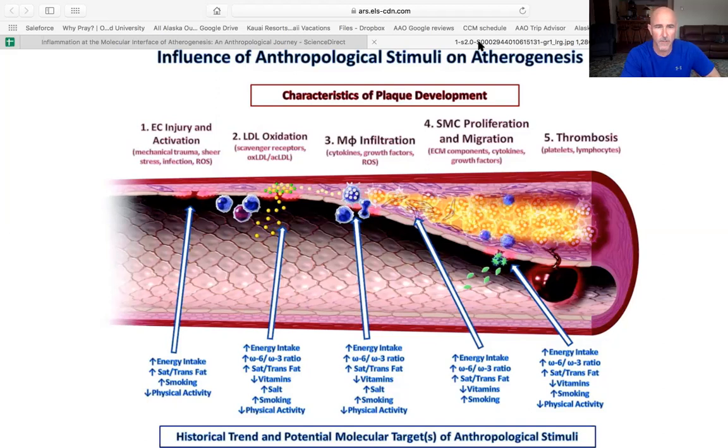So mechanical trauma, shear stress, infection, reactive oxygen species. And we start to see this little wall of the artery, this single layer we call the endothelium, becomes inflamed and gets fenestrated. The castle wall I talked about, if you listen to the previous lecture, now has a hole in it. Next, step 2, LDL oxidation.